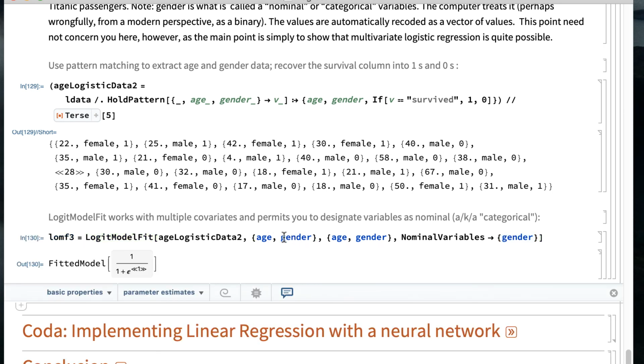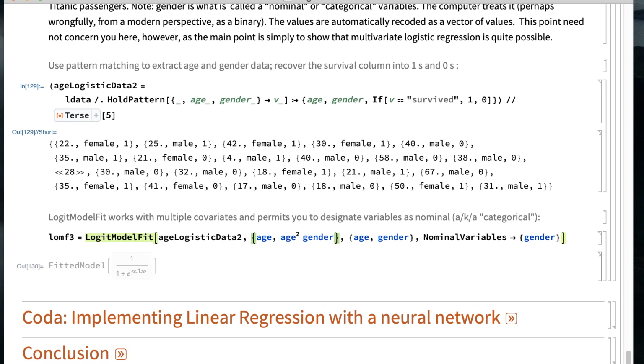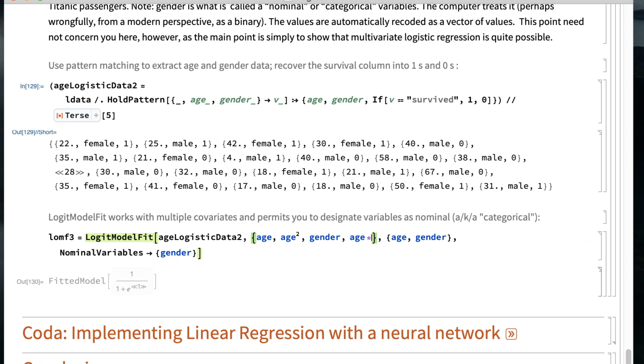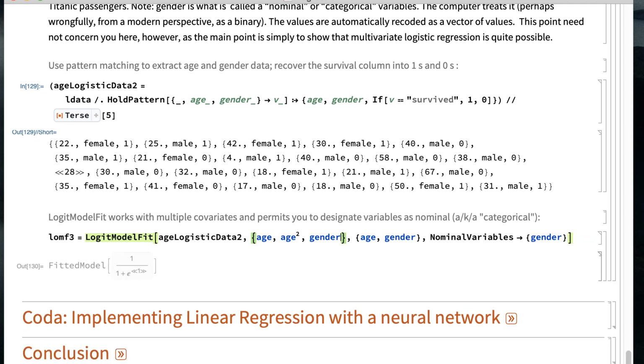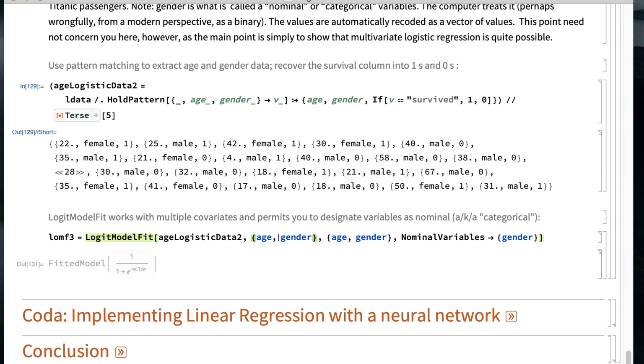I could also, of course, combine these two ideas and do age squared. And now we are combining multiple basis functions using age and gender. In fact, I could use age times gender. Well, actually, age times gender won't work because gender is nominal. But if gender were numeric, I could do that. So you can do all those things, put all those things together.